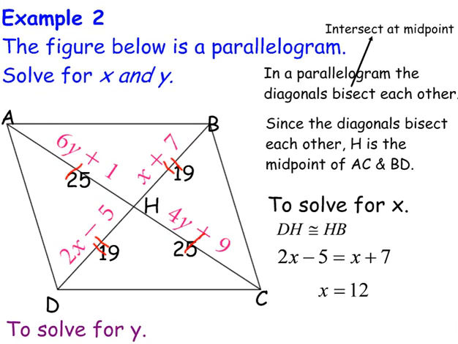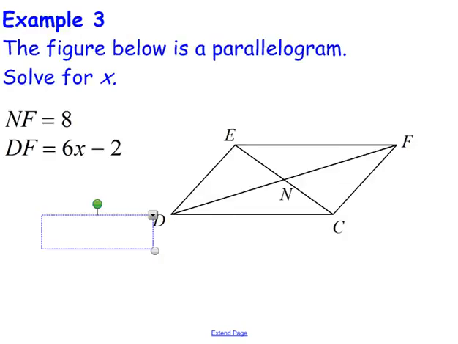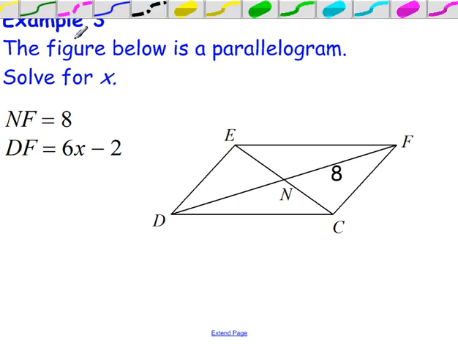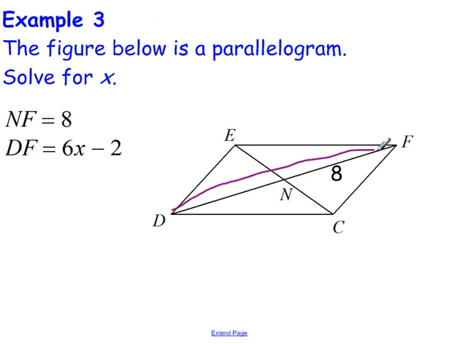Alrighty, let's try one more. Example 3. The figure below is a parallelogram. Solve for x. NF equals 8, and it says DF equals 6x minus 2. So what it's saying is the whole diagonal, so this whole thing, DF, is equal to 16 units. So DF, all of this diagonal, is 16 units.